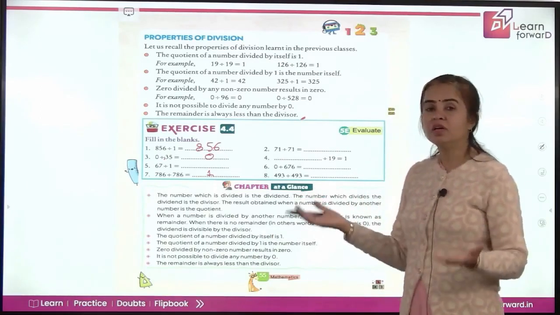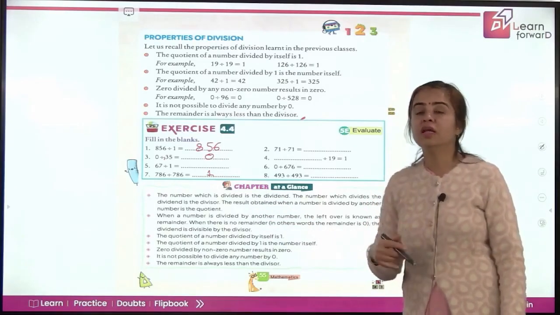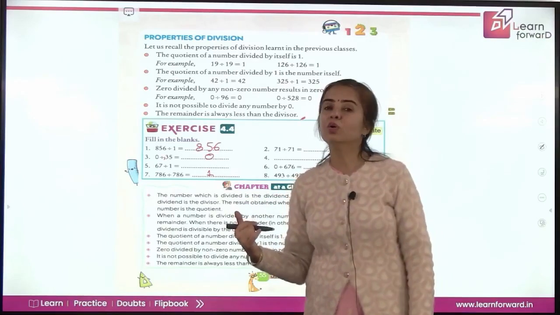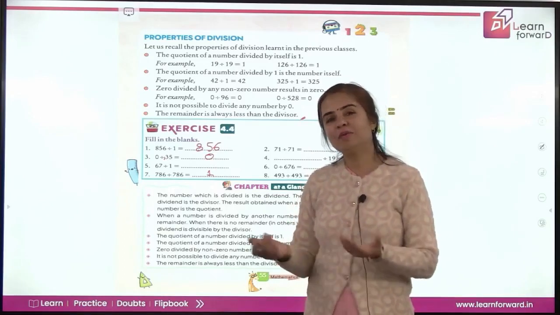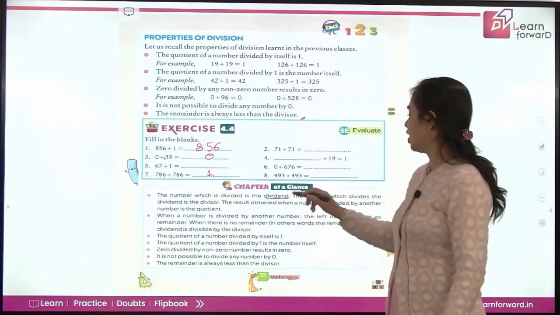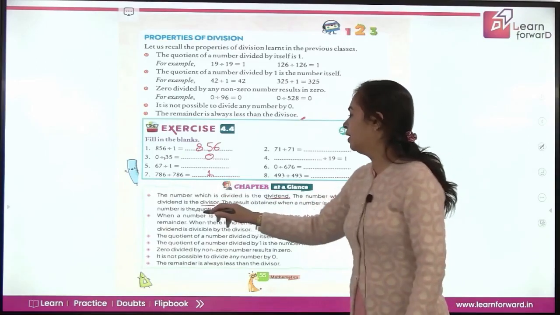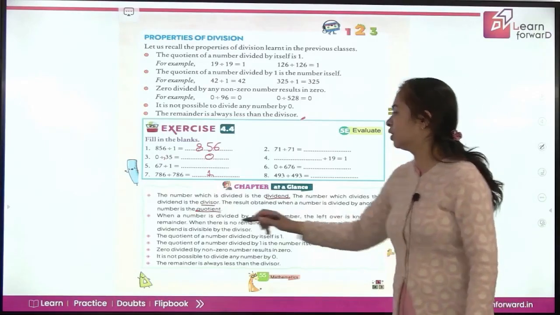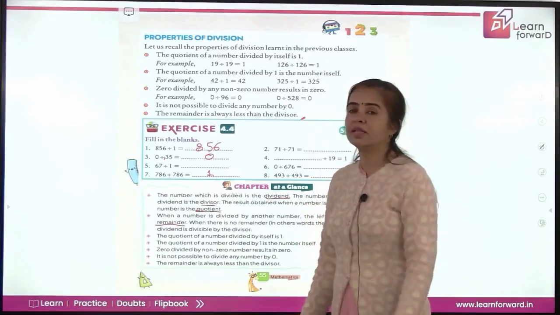So what we have learned in this session: the number which is divided is called the dividend. The number by which we divide is called the divisor. The answer is called the quotient. And if any number is left after division, what is that called? It remains, so it is called the remainder. So these are the terms you have to remember: dividend, divisor, quotient and remainder. When a number is divided by another number, the leftover number is called the remainder. And what you should remember, remainder is always smaller than the divisor.